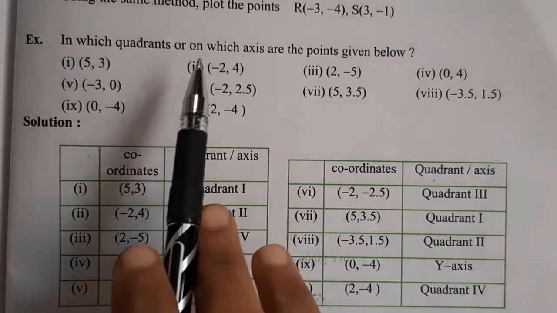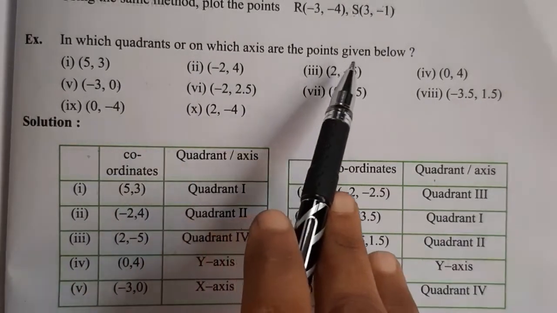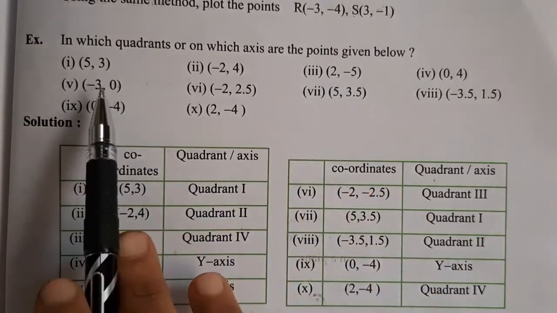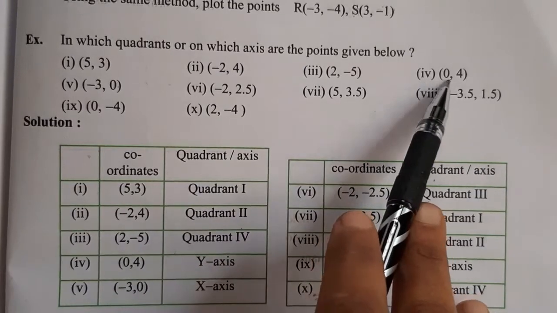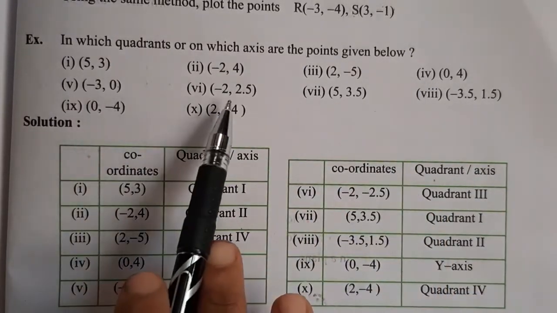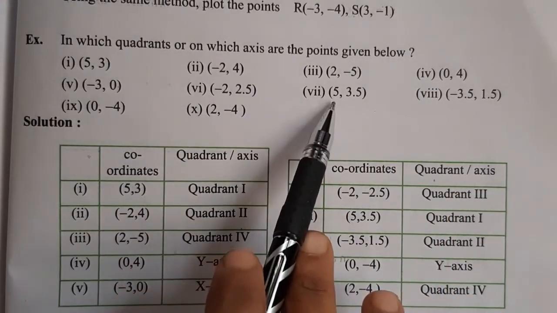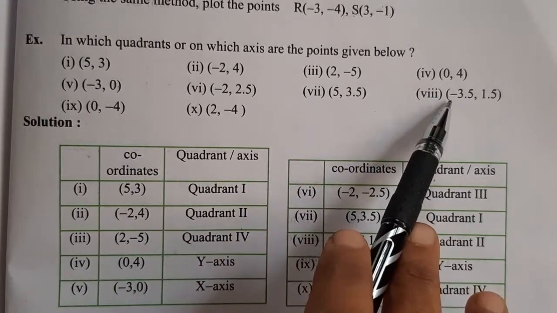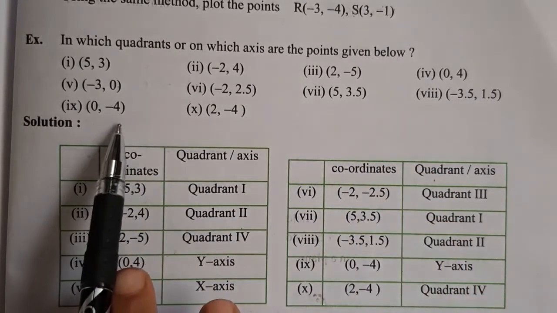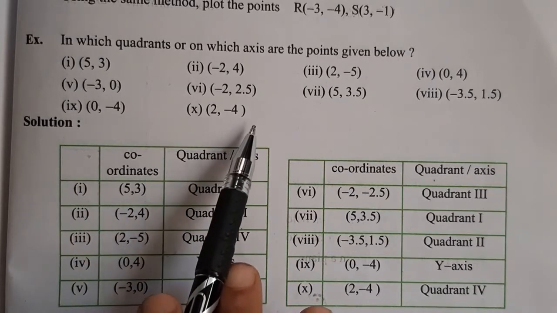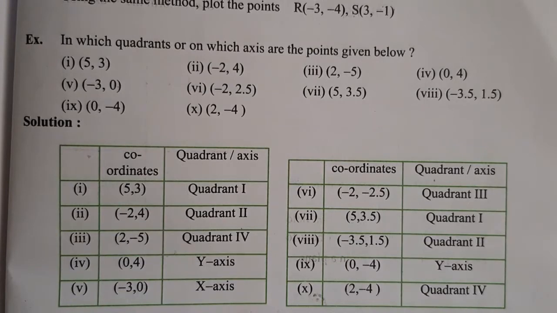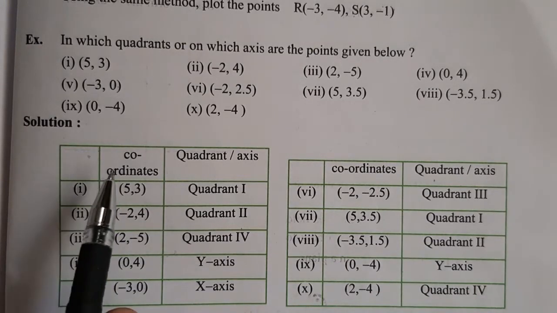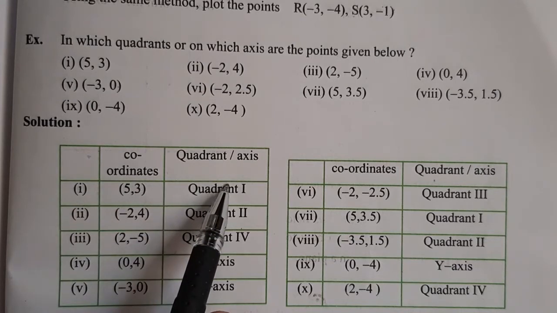Next, one solved example is given. In which quadrant or on which axis are the points given below? The points are 5, 3; -2, 4; 2, -5; 0, 4; -3, 0; -2, 2.5; 5, 3.5; -3.5, 1.5; 0, -4; 2, -4. Now we have to identify which quadrant or which axis each point lies on. See here, the solution is also given. Here the coordinates and the quadrant or axis are given.